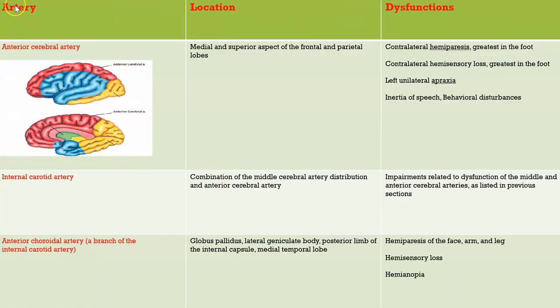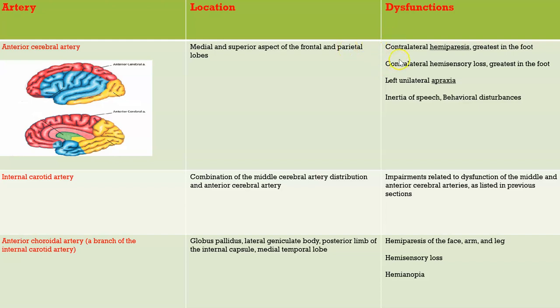Now, the anterior cerebral artery, that is supplying blood. I'll show you the lateral view. This is the medial view. The lateral view, I told you before, supplies blood to the superior surface right here, the superior aspect of the frontal and parietal lobe.